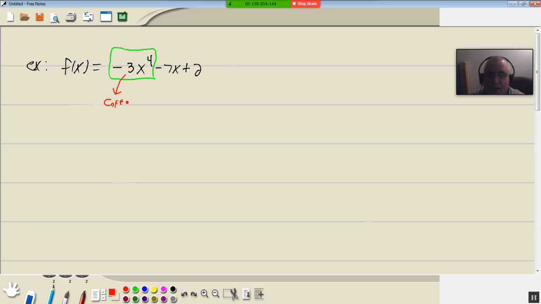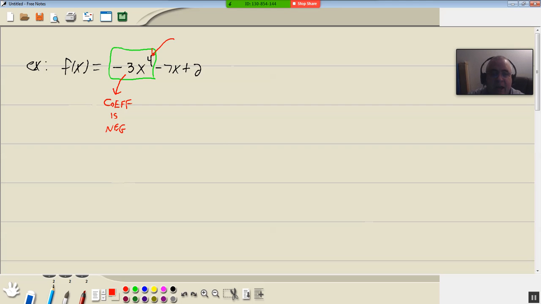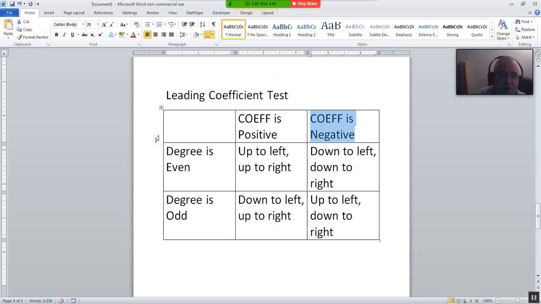So our coefficient is negative, and we're looking at this column here. Our degree happens to be the largest power of x, which is also the degree on our first term, our leading term. Notice your degree is even. So coefficient is negative, degree is even. We look at the intersection of those, and that tells us down to the left, down to the right.